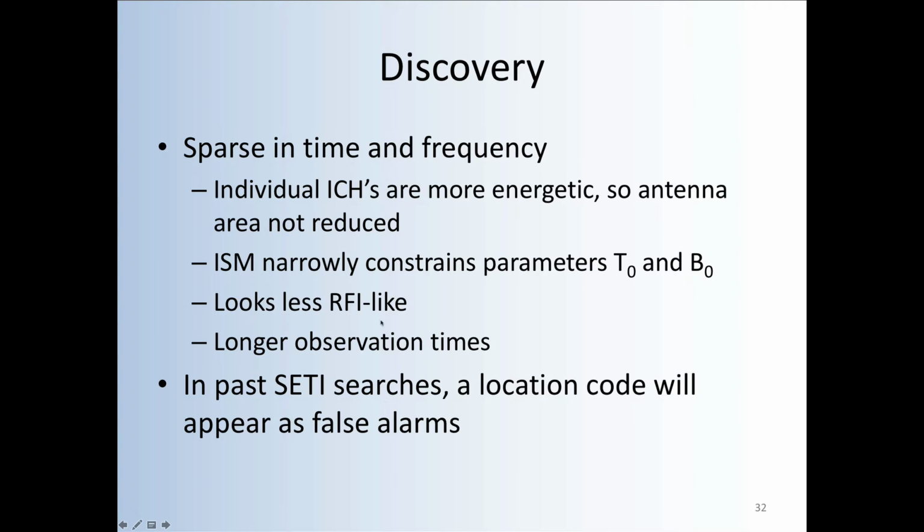One of the nice characteristics of the signal is it's a lot less likely that it will be confused with RFI than other kinds of signals we might look for that are more akin to what we use on Earth, because it looks quite different from typical RFI on Earth. This kind of location coding is not really used in Earth communications, terrestrial communications, for the reasons that I've cited. And obviously, because of the sparseness in time and frequency, we're going to require longer observation times in order to be able to see these isolated bundles of energy.